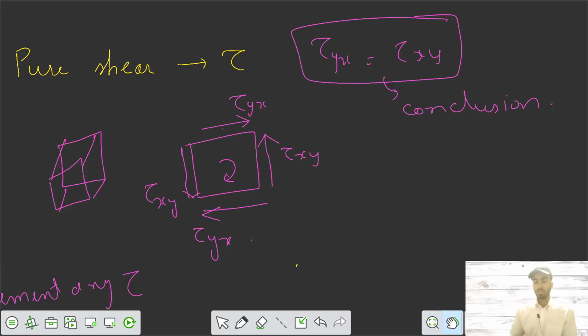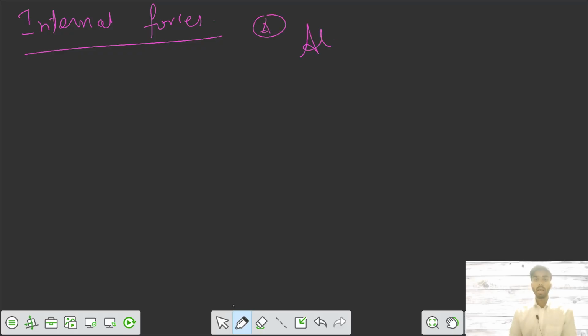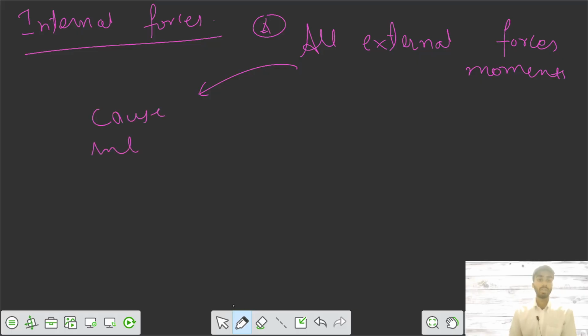Then we have the next one, that's your internal forces. Internal forces. All external forces, whatever they may be, there may be moments, there may be loading forces and moments, because of that there is internal resistance in the deformable materials. So they cause what? They cause internal forces in the member.